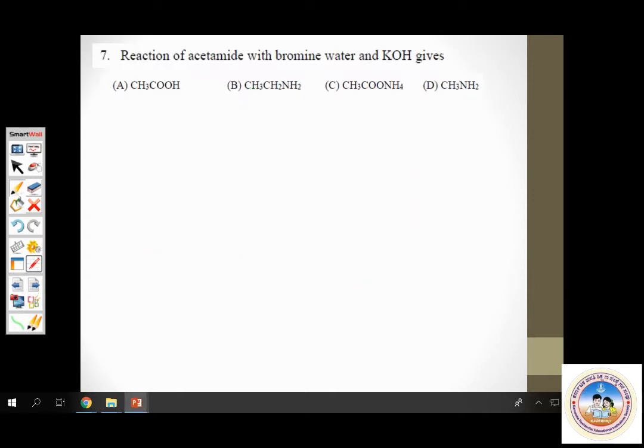Question 7. Reaction of acetamide with bromine water and potassium hydroxide gives. Okay. See, you got an amide, halogen, and a base. So if you have an amide, halogen, and a base, what reaction comes to our mind? It is Hoffmann bromamide degradation. Hoffmann bromamide degradation. Okay.